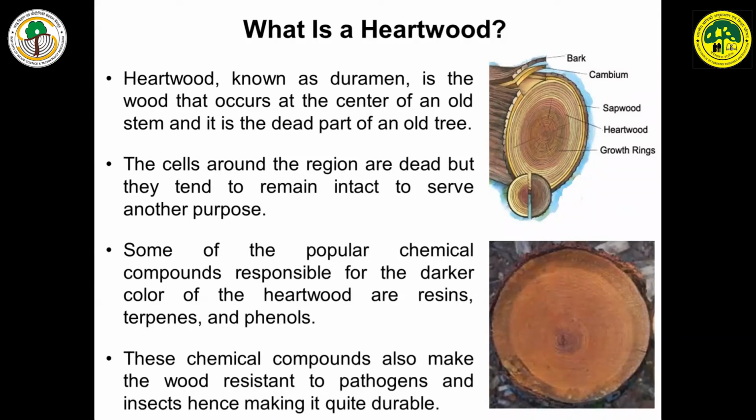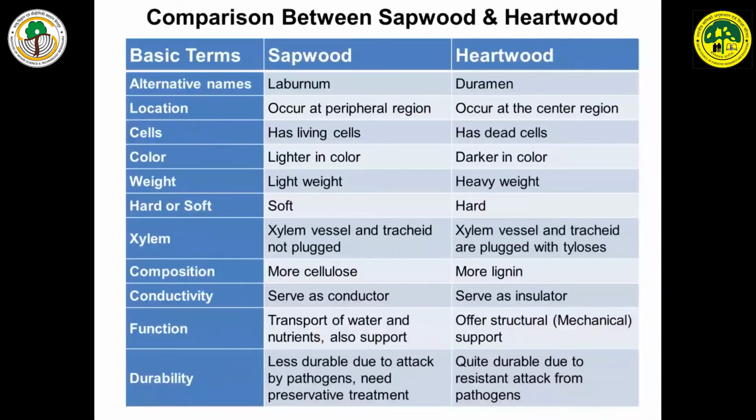So one is that the sapwood contains a lot of moisture compared to heartwood, and second is the sapwood is less durable and heartwood is more durable. And the color of the sapwood is lighter compared to heartwood. So this table gives the difference between the sapwood and heartwood in a tabular form.